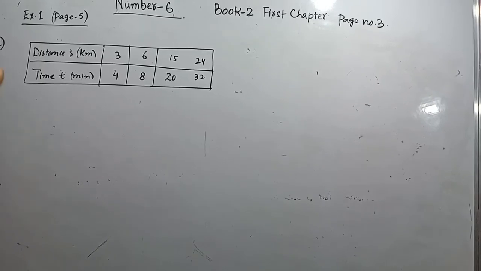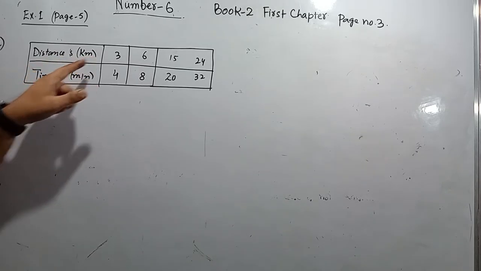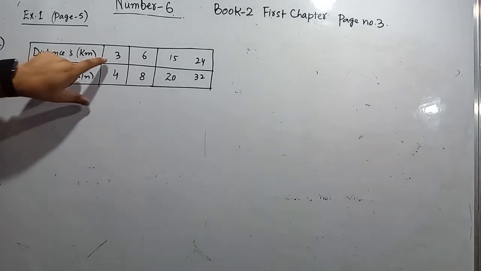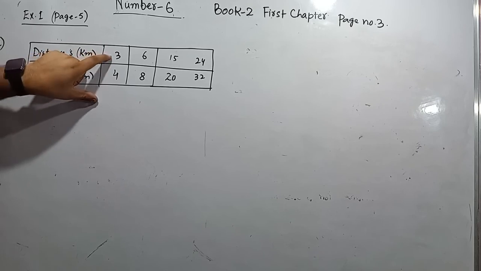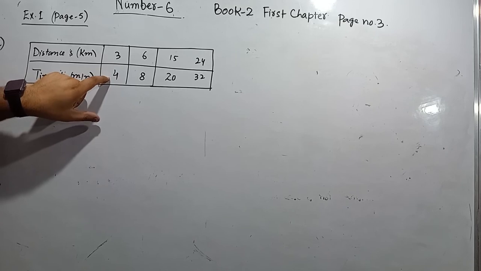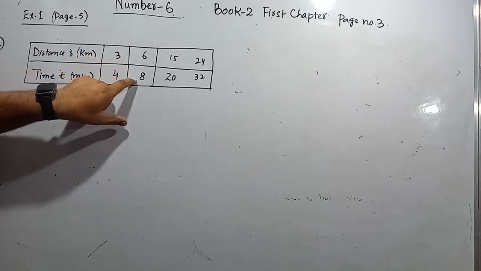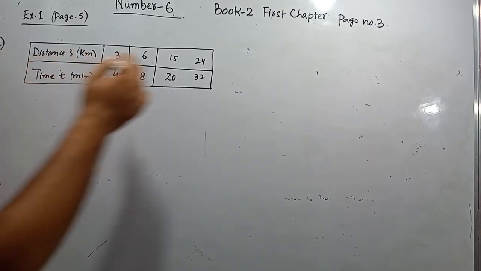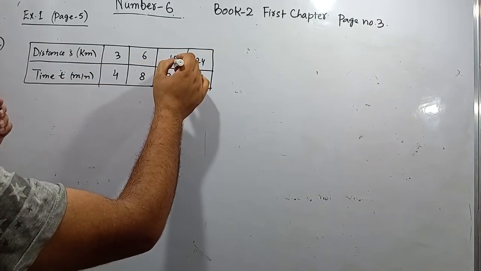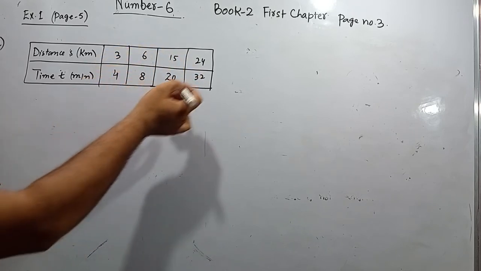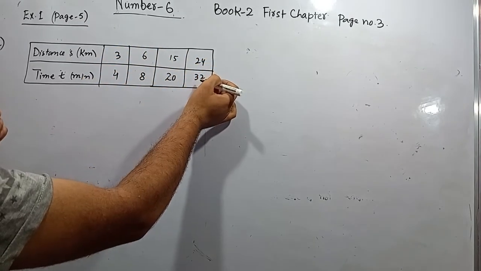Now see question number 2. There is a table. The table shows the distance traveled by a car over a period of time. So this is the distance traveled by the car, and this is the time taken. When the distance is 3 kilometers, the time is 4 minutes. When the distance is 6 kilometers, the time is 8 minutes. For 15 kilometers, the time is 20 minutes. For 24, it is 32.